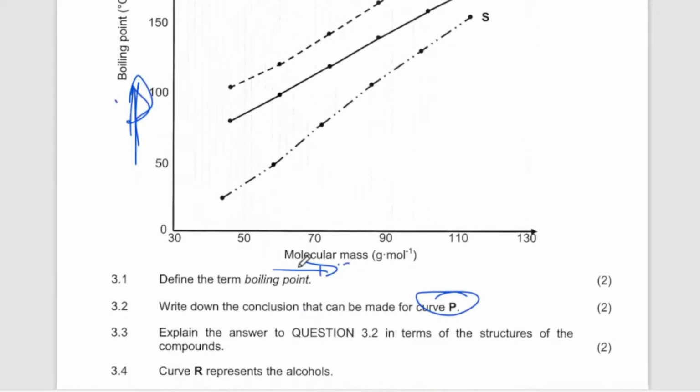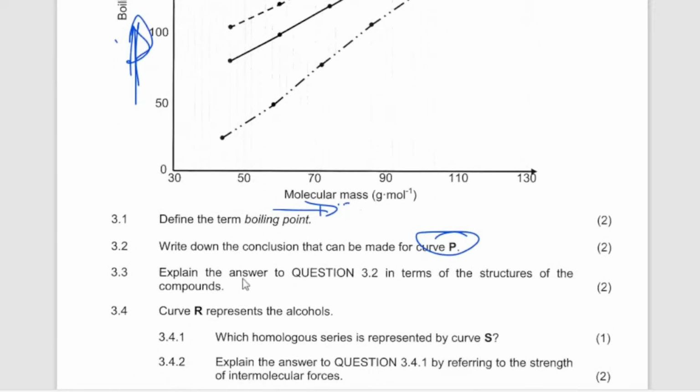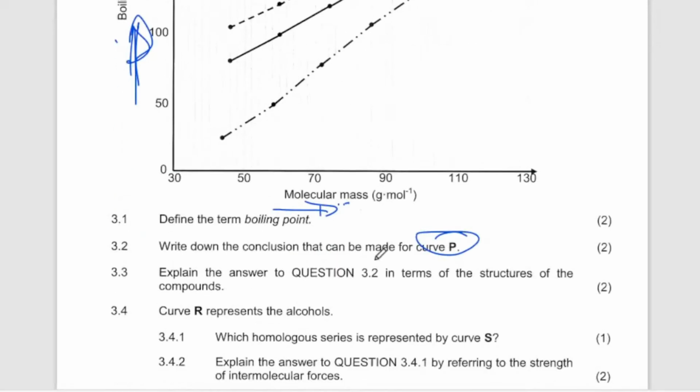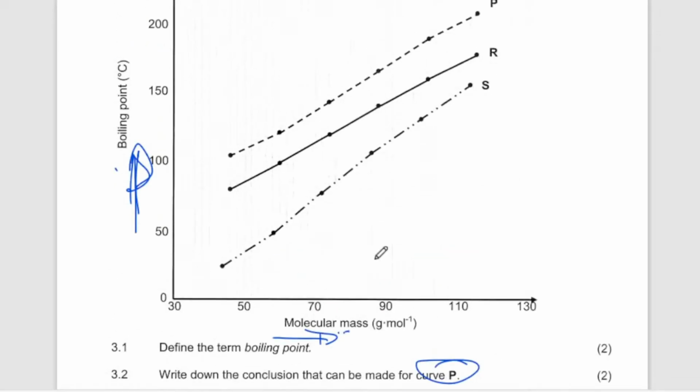Then they're saying to explain the answer and the structure. In this case, because it is the same molecule, it means that it will have the same type of intermolecular forces of attraction. But as the mass increases, the London forces increase. So as the mass increases, the London forces for this compound P increase, and then this will require more heat to break these bonds so that it can boil.